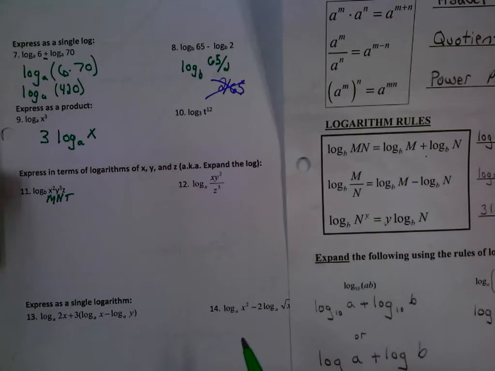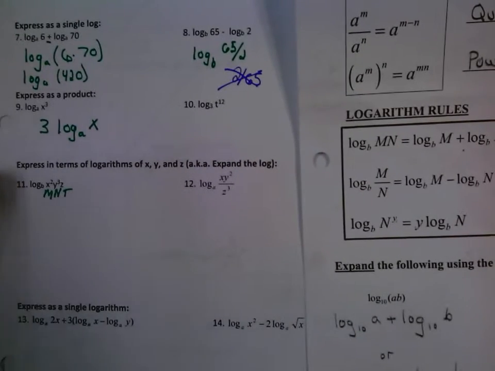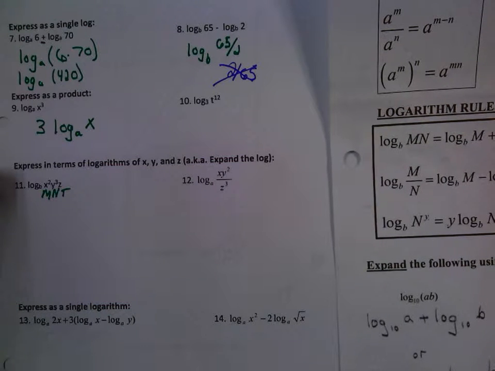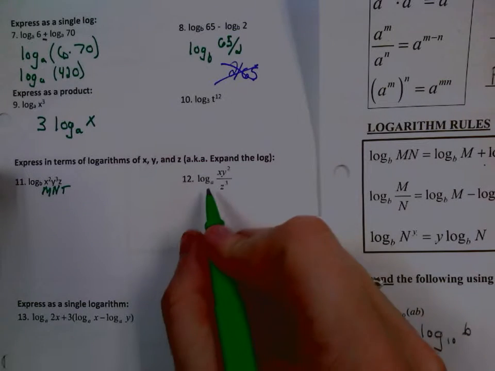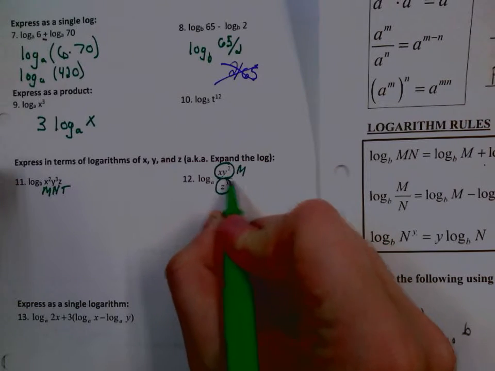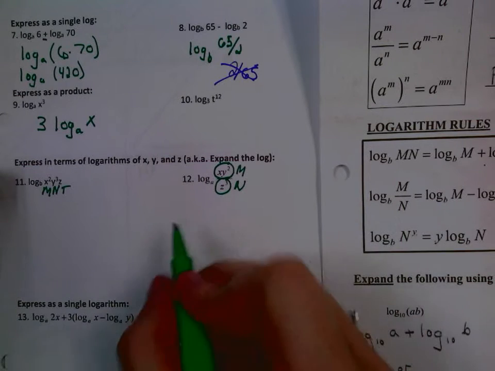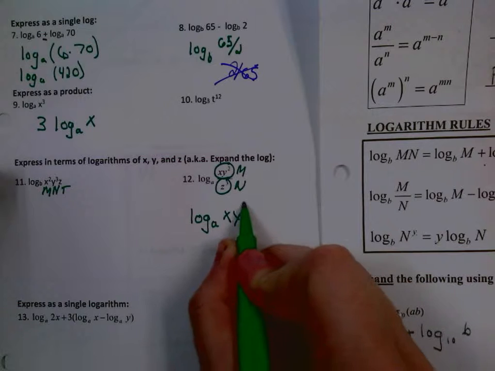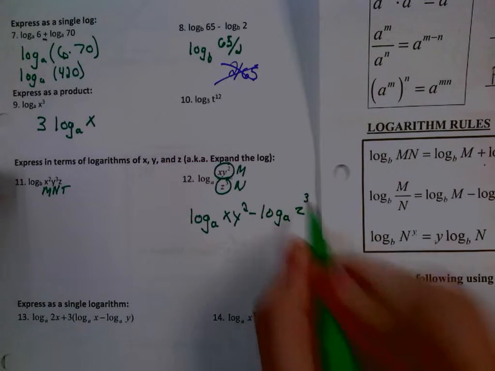But 12 is the example that I want to look at more specifically. 12 is one that's a little bit longer. It's got everything involved. It has exponents, it has multiplication, it has division. So again, keep these rules handy, kind of going off screen, but that's okay. You do want to look at this as your m and this as your n. So according to this formula over here with division, if we rewrite this, it's going to become log of a xy squared minus log of a z to the third.